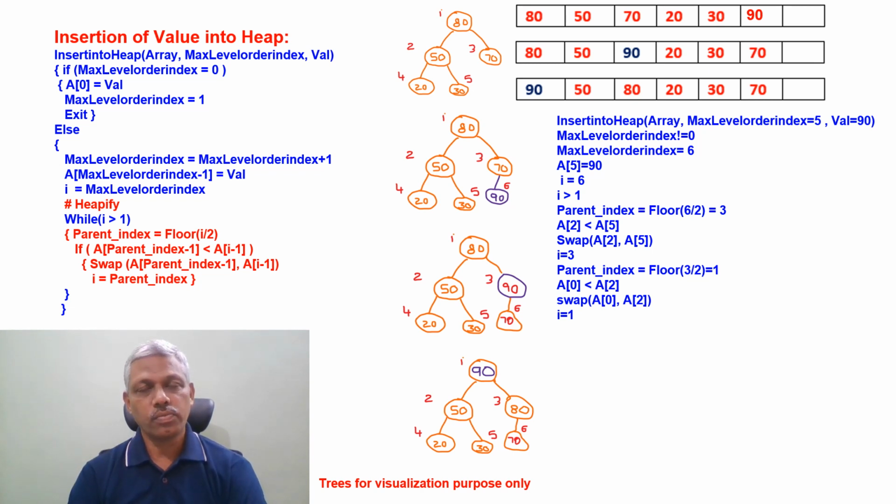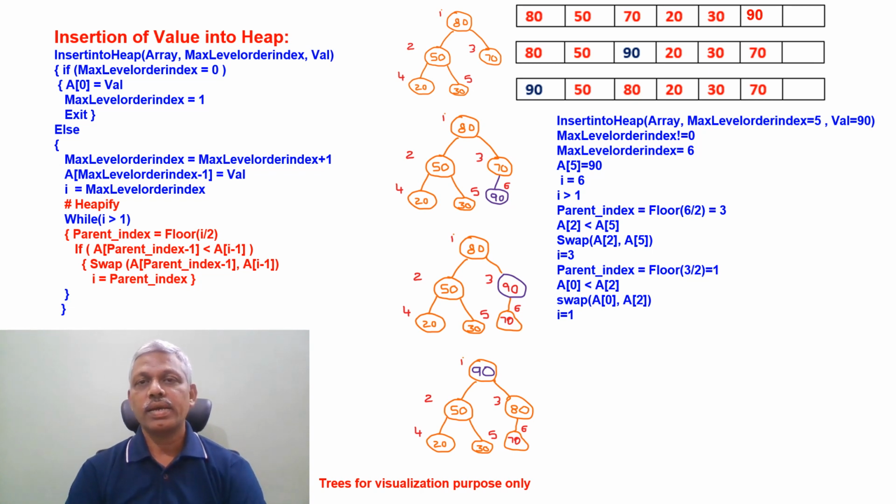That means the value has moved up, and this has to be continued until the while condition is violated, that is, I greater than 1. That means we need to check until the root node whether the node that is added to the tree reaches its corresponding position or not.